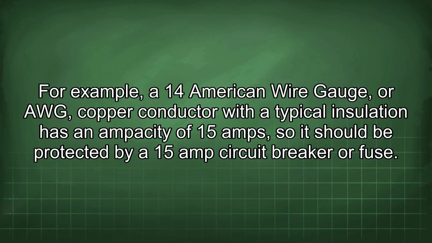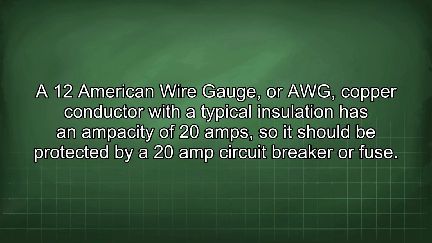For example, a 14 American wire gauge, or AWG, copper conductor with a typical insulation has an ampacity of 15 amps, so it should be protected by a 15 amp circuit breaker or fuse. A 12 AWG copper conductor with a typical insulation has an ampacity of 20 amps, so it should be protected by a 20 amp circuit breaker or fuse.